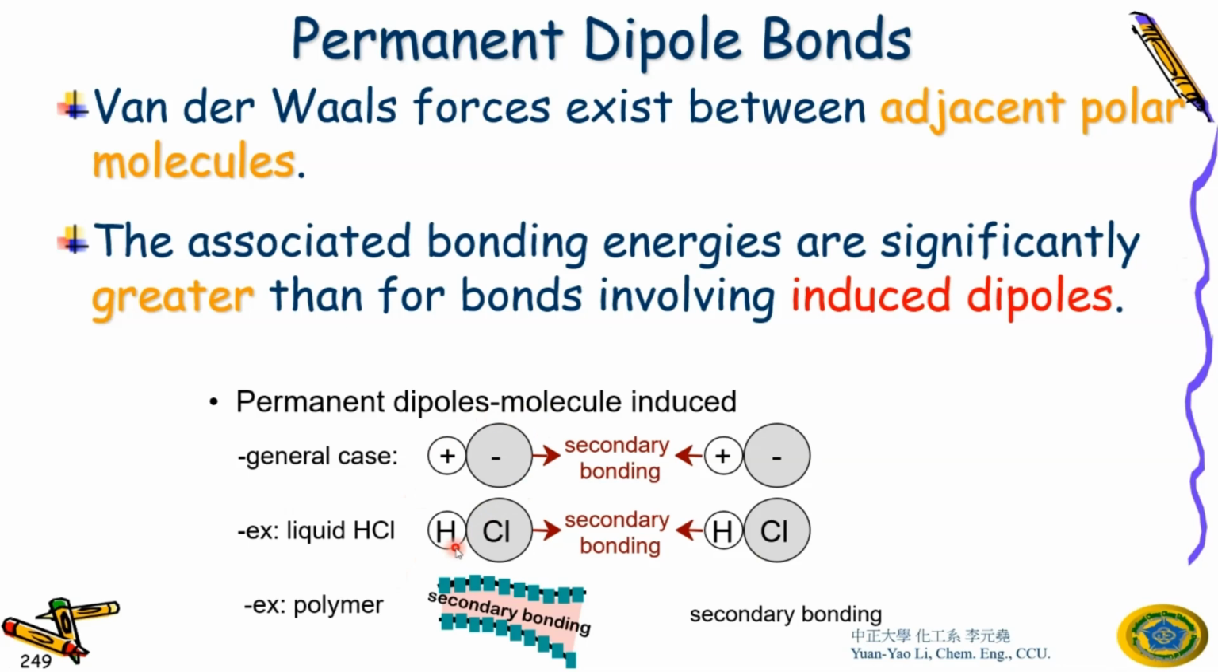I just used hydrogen chloride as a molecular example for you, and another example is polymer. Polymer is a kind of long hydrocarbon chain. Within the hydrocarbon chain, these are chemical bonds, right? The chain here is chemical bonds, but between this chain and this chain is interaction. This is a secondary bond.